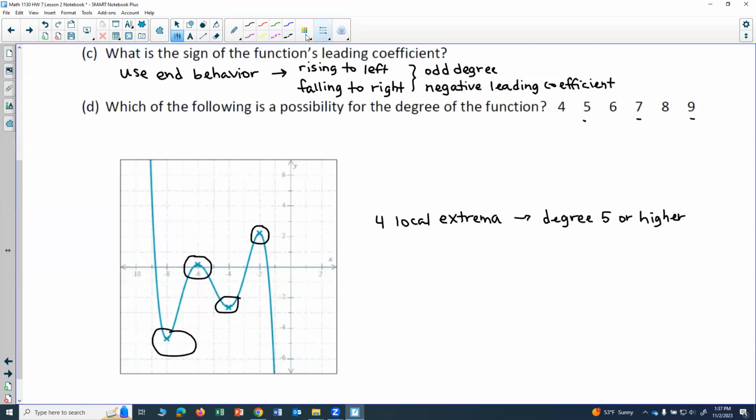And the other thing I know is that it has to be an odd degree. And that's from the end behavior of the graph. So an odd degree, it has to be degree 5 or higher. So that would give me 5, 7, or 9 as possible degrees. So that's the possibility of the degree. So there's 2 things you have to look at. How many local extrema does it have? And is it odd degree or even degree? Meaning look at the end behavior of the graph.